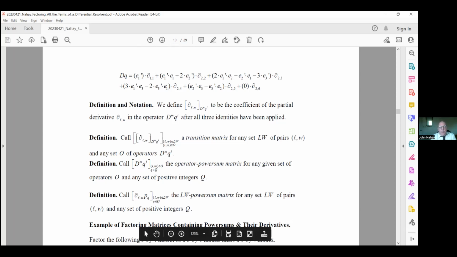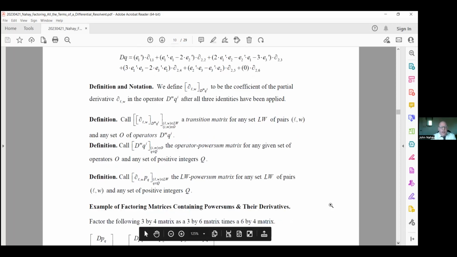We call the square brackets DMQI, with IM in some set O and Q in some set of positive integers, the operator power sum matrix. And finally, we're going to need the square brackets LW partial on PQ, again with LW in some set and Q in some set of integers. This is the LW power sum matrix for any set of pairs.